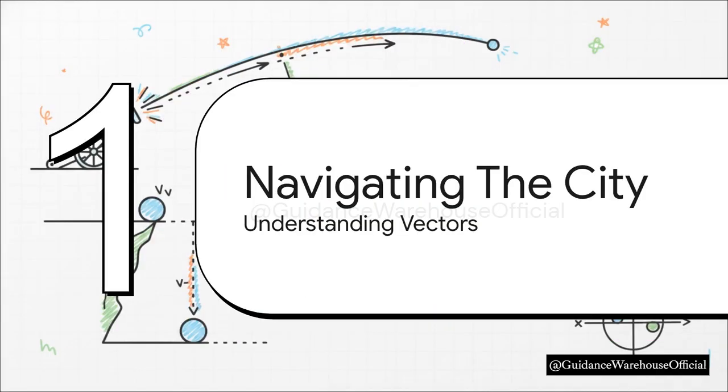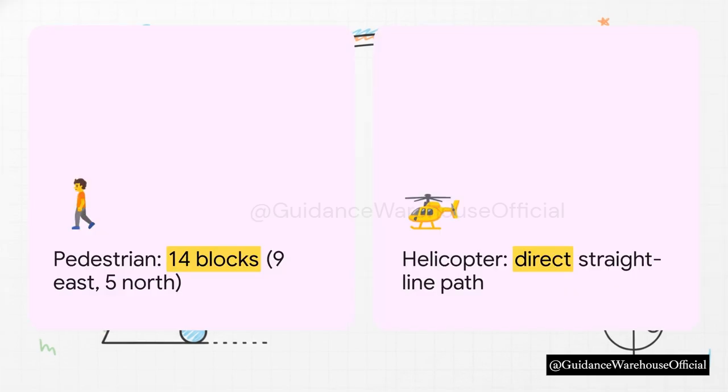Section 1. Navigating the city grid. Before we can solve our baseball mystery, we actually need to build some foundational math first. Imagine you're walking in a city like New York, where the streets are laid out in a perfect grid of square blocks. You need to get from point A to point B. Now, as a pedestrian, you obviously can't walk straight through the brick buildings. You're forced to take a two-dimensional zigzagged path. Let's say you walk 9 blocks east and then 5 blocks north. That's a total walking distance of 14 blocks.